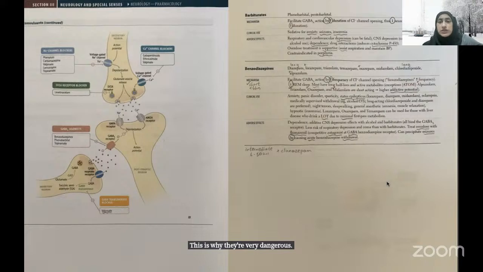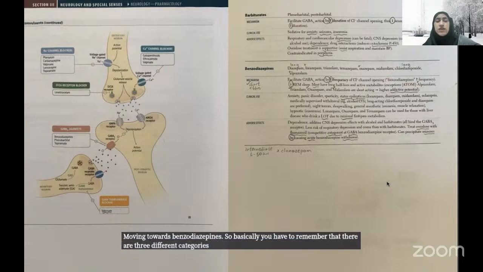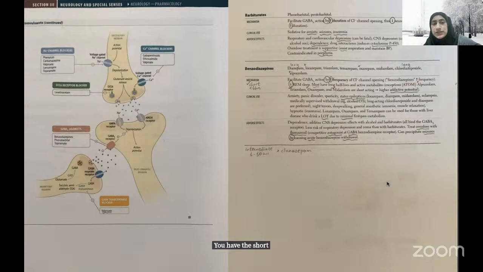Moving towards benzodiazepines. So basically, you have to remember that there are three different categories of benzodiazepines. You have the short acting, which lasts less than 6 hours.